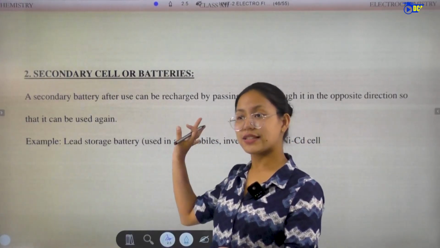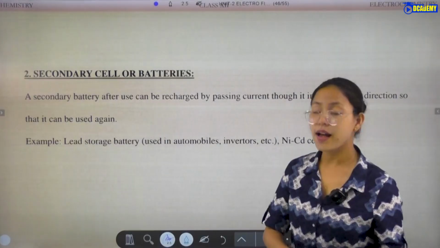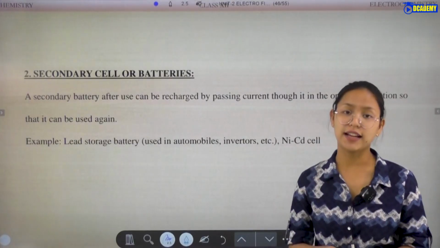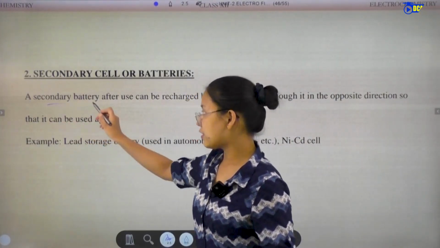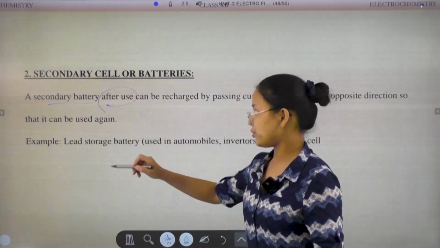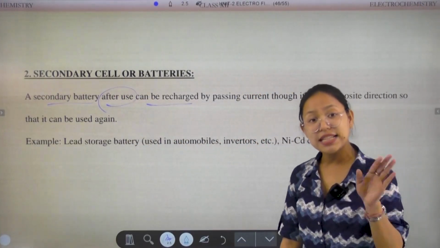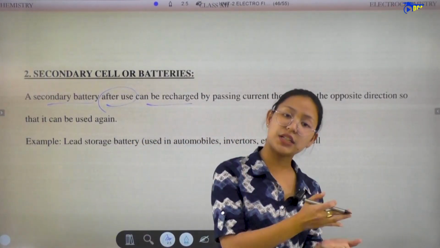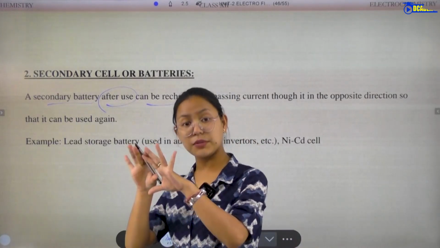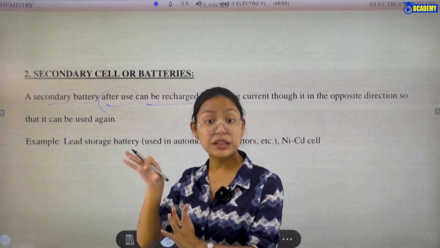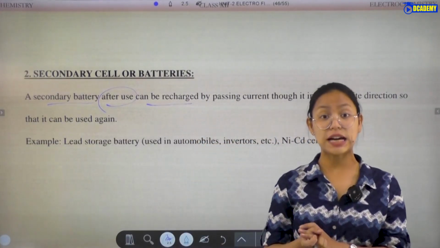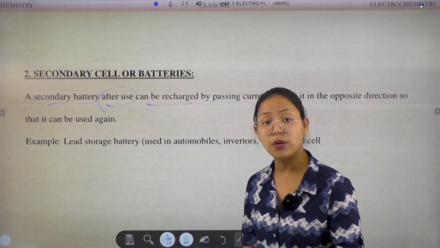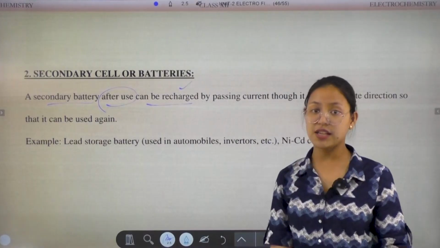So let's come to our slide again. A secondary battery, secondary cell, after use can be recharged. When the battery is used up and the lamp goes dim, what are you going to do? You have to recharge it.